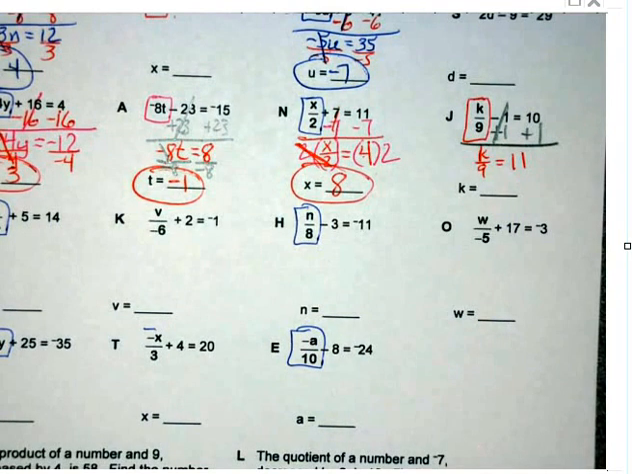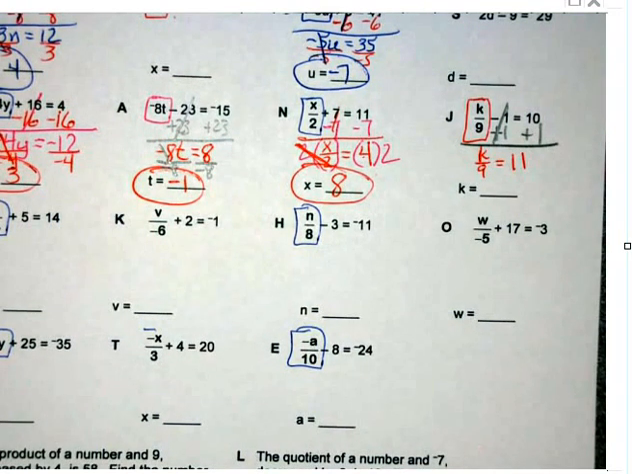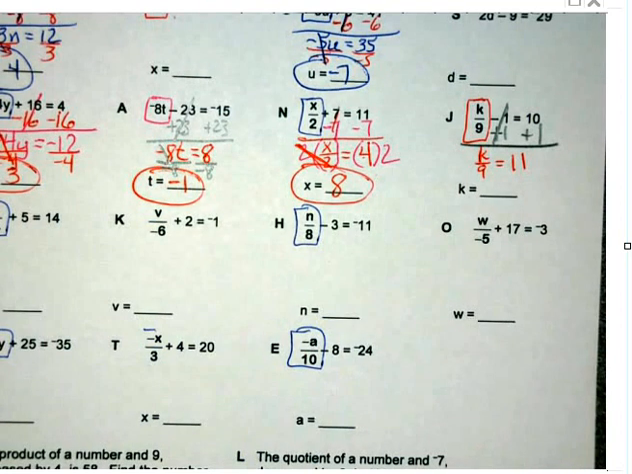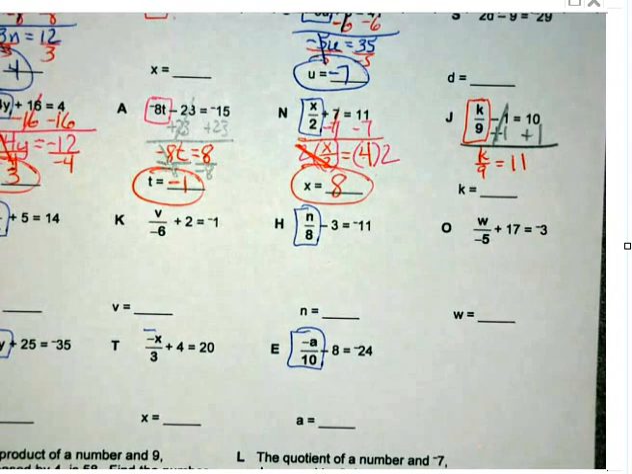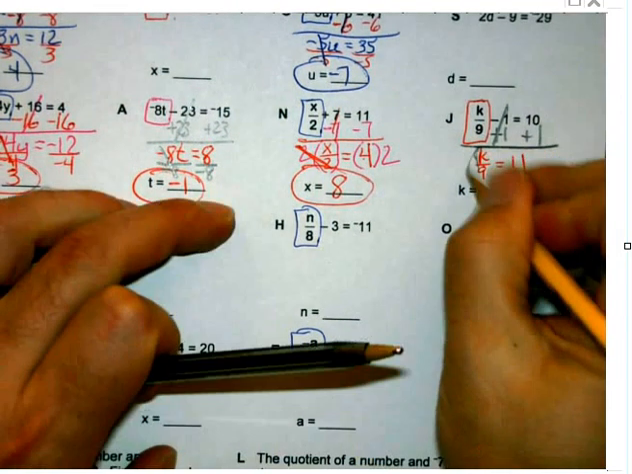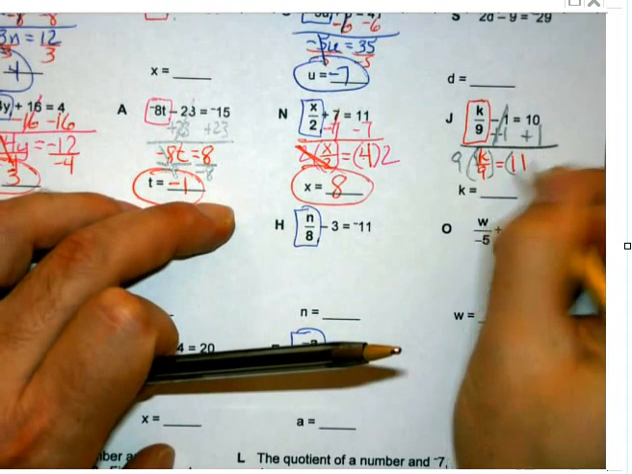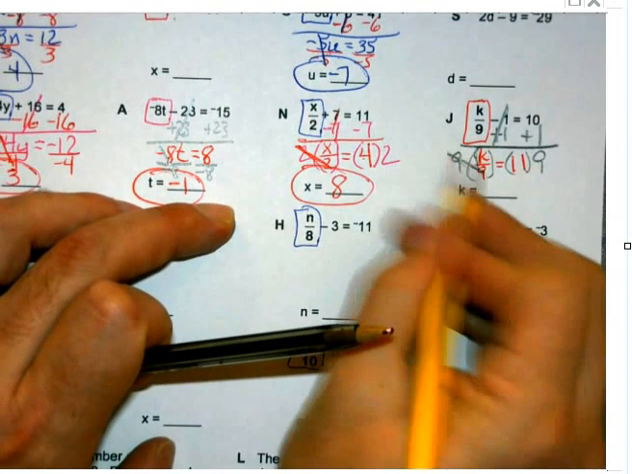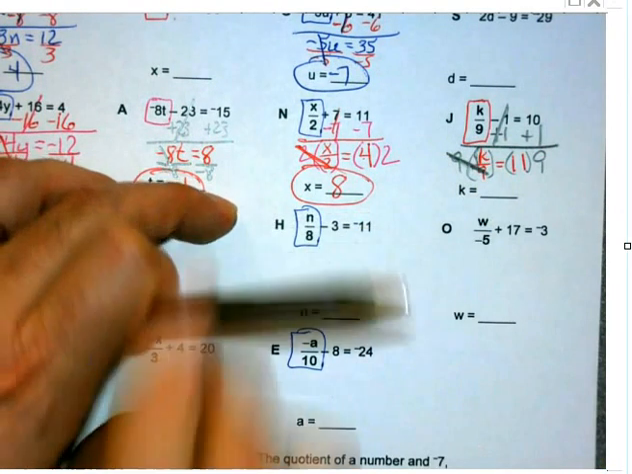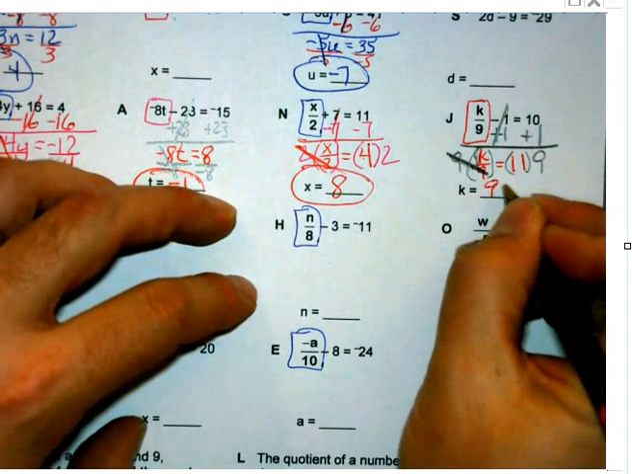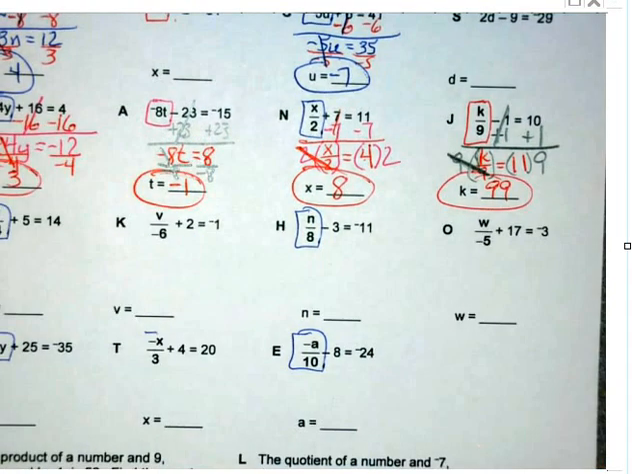But again, this is about opposites. I'm dividing k by 9. What's the opposite of dividing by 9? Multiplying. And you're right. The 9s cancel over here, just leave me with k, and 11 times 9 is 99.